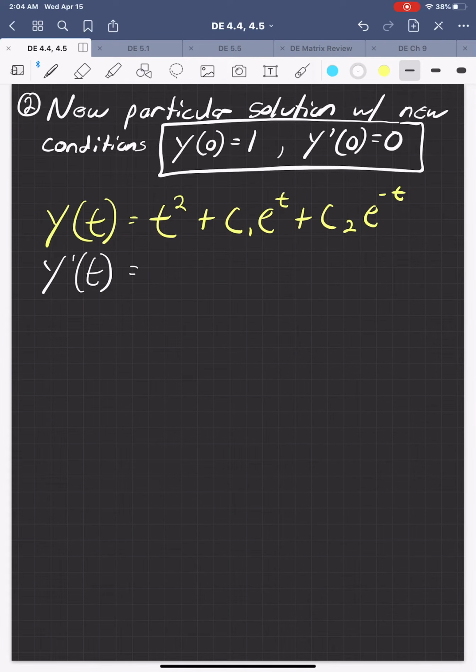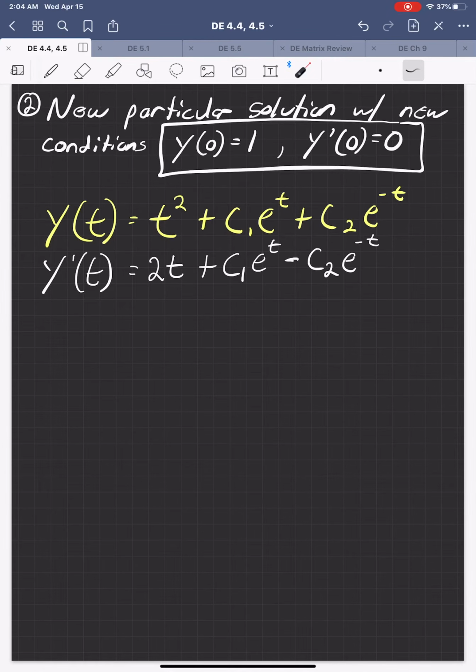We're going to take the derivative with respect to t. So this is going to be 2t plus, well, this is pretty simple, right? The derivative of e to the t is just e to the t. And then this last one, since I have the derivative of e to the negative t, this is going to be minus c sub 2 e to the negative t. Okay, this is a road we've been down before.